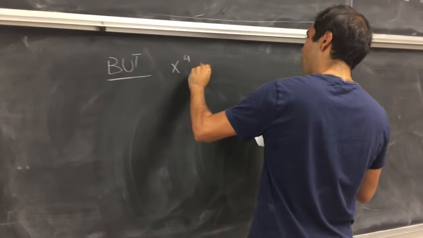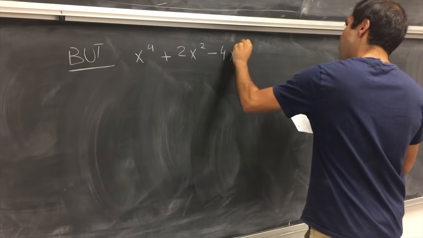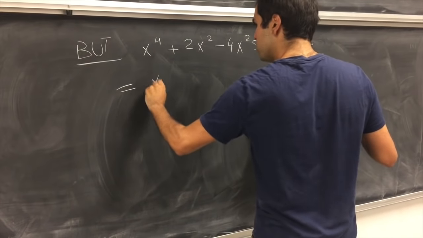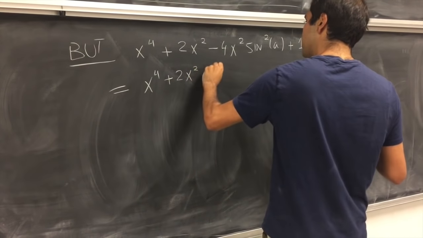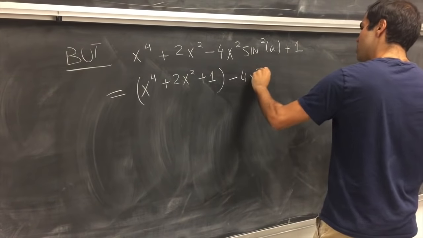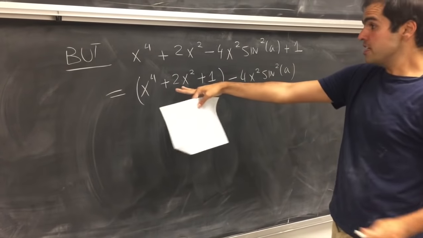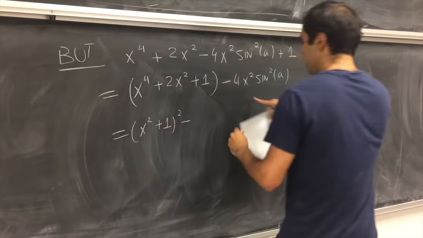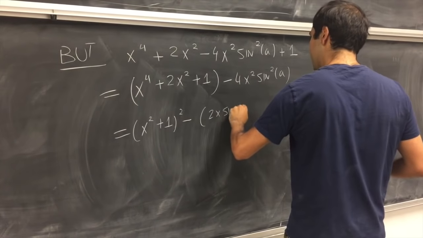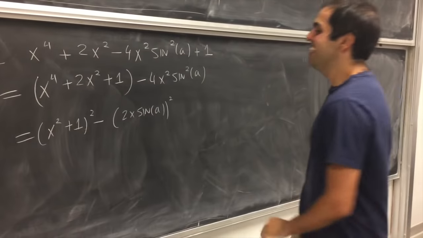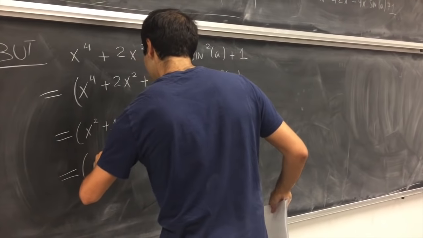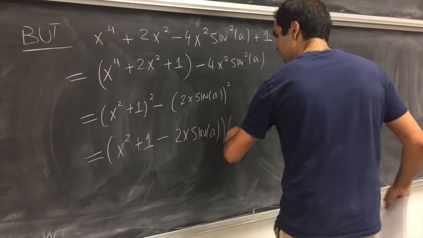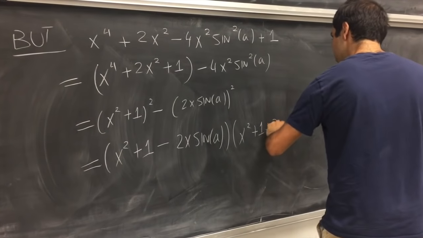Let's see. X to the 4th plus 2x squared minus 4x squared sine squared of a plus 1, that's equal to, let's just put all the stuff together, x to the 4th plus 2x squared plus 1 minus 4x squared sine squared of a. Notice this is a square, in fact. That's the same thing as x squared plus 1 squared. And the other one is 2x sine of a squared. Okay, and this is a difference of squares, which becomes x squared plus 1 minus 2x sine of a, times x squared plus 1 plus 2x sine of a.